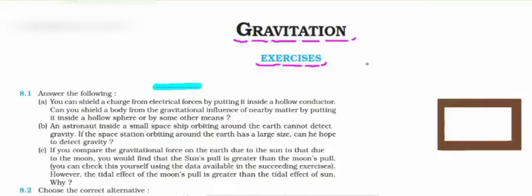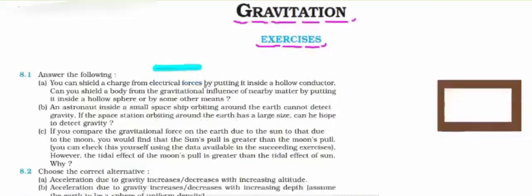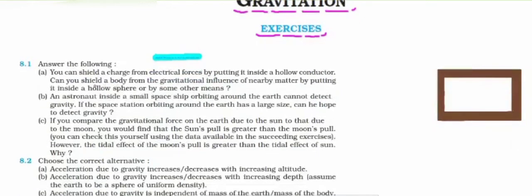Unit gravitation exercise questions. First question: you can shield a charge from electric forces by putting it inside a hollow conductor. Can you shield a body from the gravitational influence of nearby matter by putting it inside a hollow sphere or by some other means?